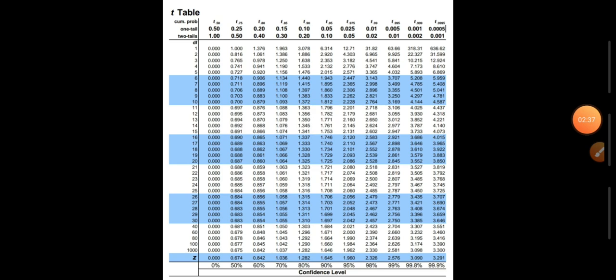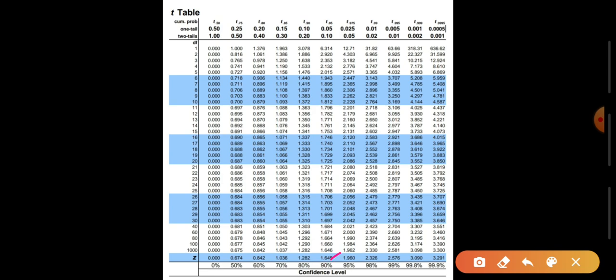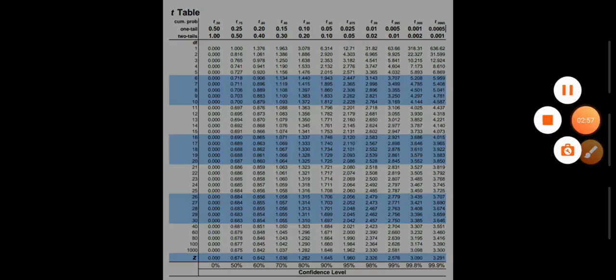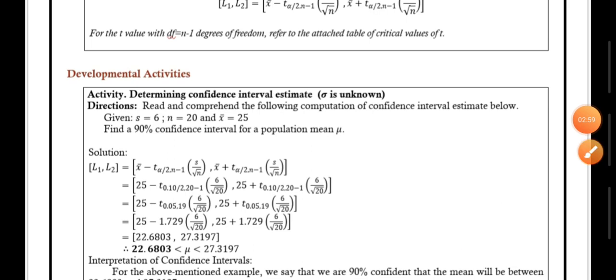On our t table, we just look for the 90% confidence level. The degrees of freedom is 19. Their intersection is 1.729. Again, just remember 1.729. So going back, we have to perform 25 minus 1.729. Where did we get that? We got that from our table.